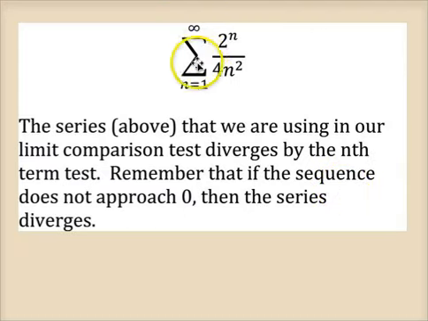Now that we have found the series that we're going to compare with, we need to determine whether this series right here converges or diverges. So we know that this diverges by the nth term test. If we take this right here and turn it into a sequence and see what happens as n approaches infinity, this sequence right here will approach infinity. And remember that if the sequence does not approach 0, then the series diverges. So the series that we are going to compare with is a divergent series.